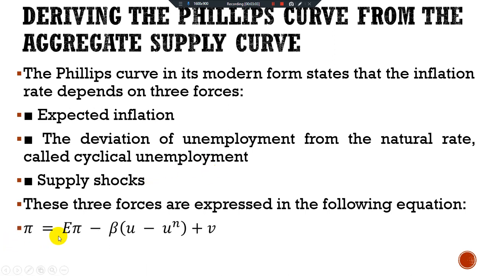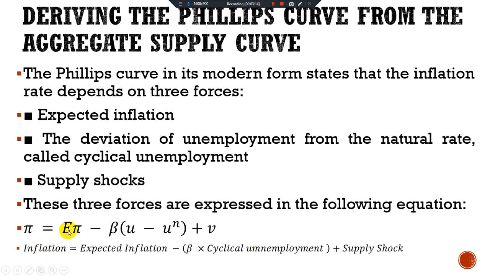We have here π = Eπ − β(u − uⁿ) + v. Here π reflects inflation, Eπ is expected inflation, and minus β times (u − uⁿ) is the cyclical unemployment term, where u − uⁿ gives the cyclical unemployment, and v represents supply shocks. So here β is a parameter measuring the response of inflation to cyclical unemployment. Notice that there is a minus sign before the cyclical unemployment term. Other things equal, higher unemployment is associated with lower inflation.